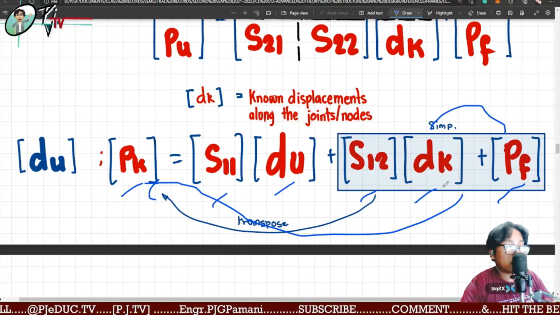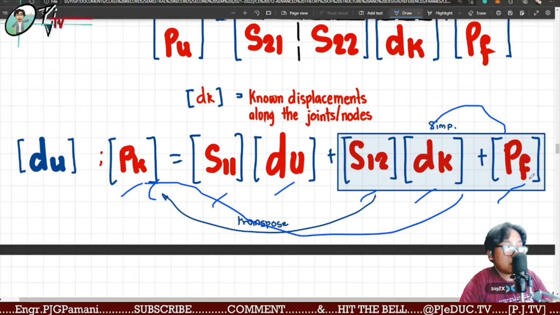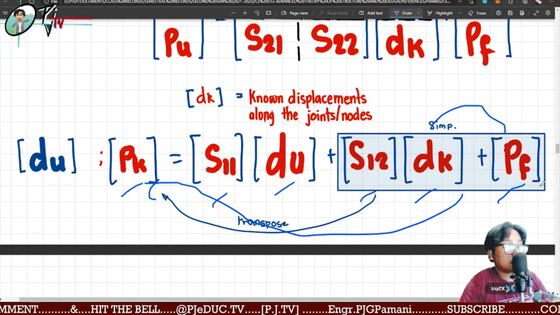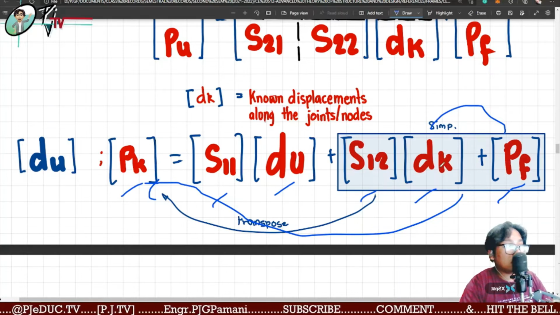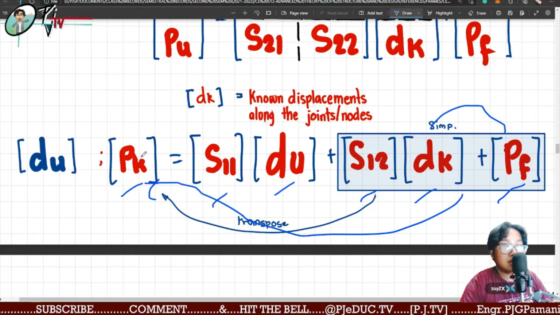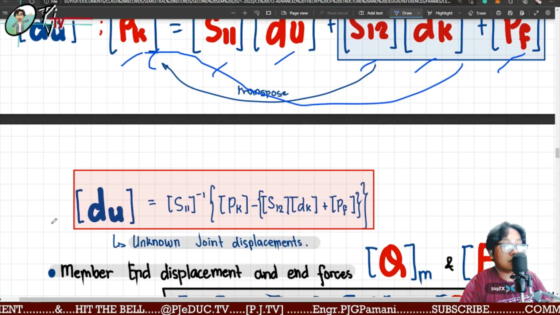Baka pagkabaliktad ninyo. So, S12 times dk plus PF kung merong PF. Kung wala, tanggalin na yung PF, then transpose. So, S12 times dk plus PF, summate, then transpose. Subtract pk with the summation of this. Then, multiply the inverse of S11 with the difference of these two to solve for the unknown displacement.